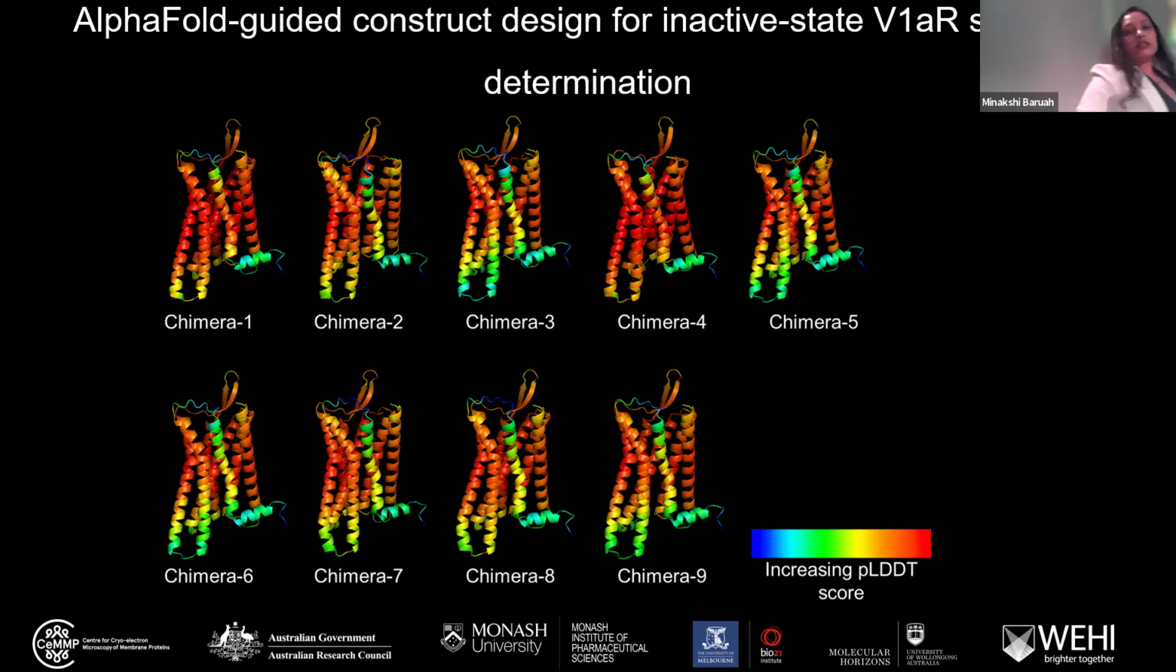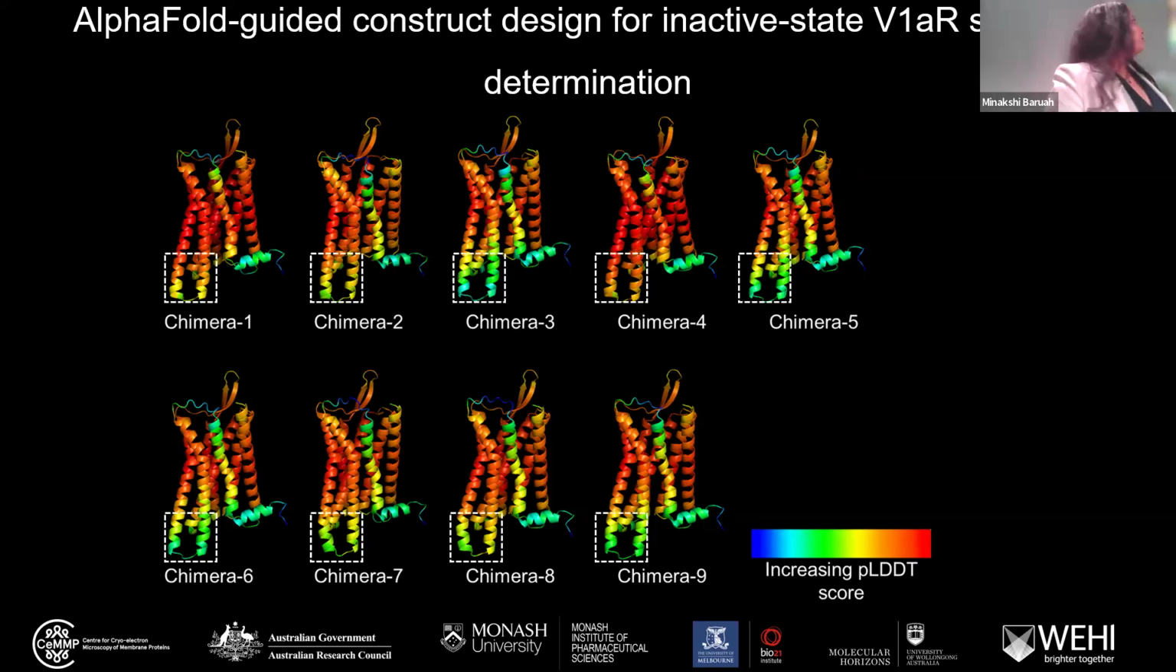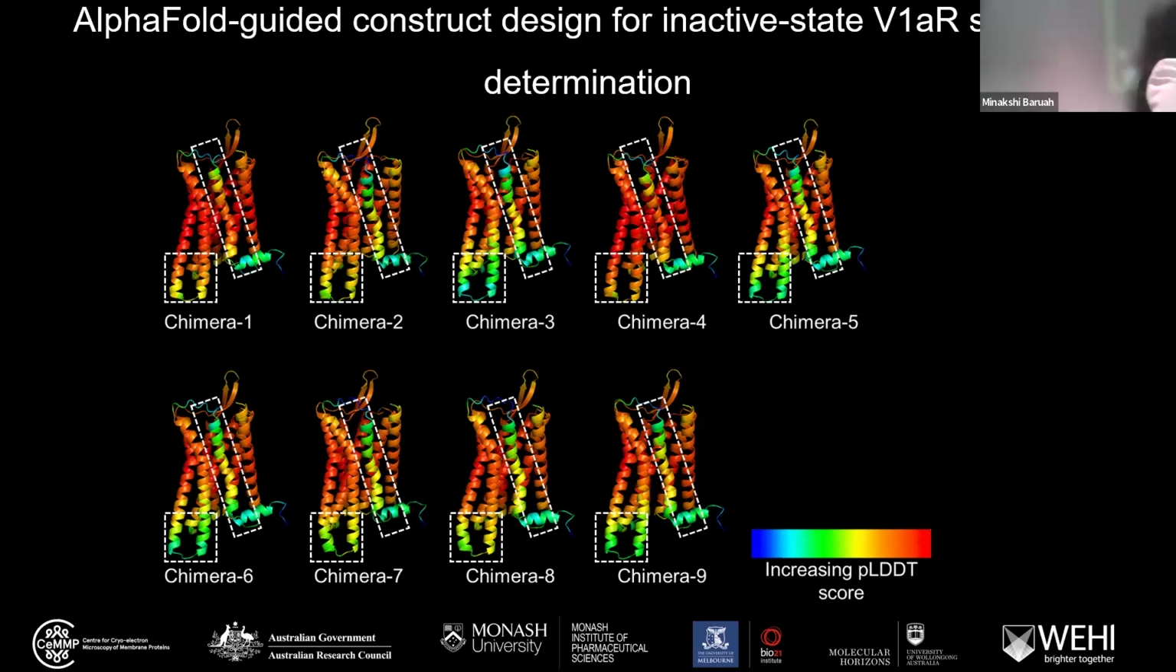So if we look at these different constructs, I have highlighted the fusion region where the fusion is, and we can see all these constructs were predicted with varying confidence scores. If we look at this chimera 4, the loop is predicted with a higher confidence score compared to chimera 5. Further, the TM7 was also predicted with different confidence scores. This was really interesting to us because we have not made any changes to the TM7 as well.